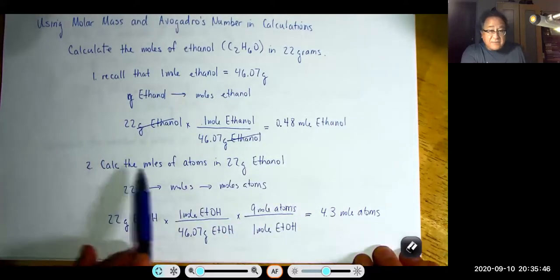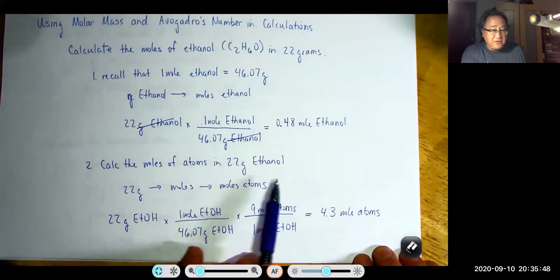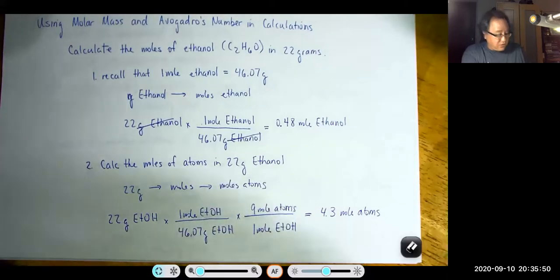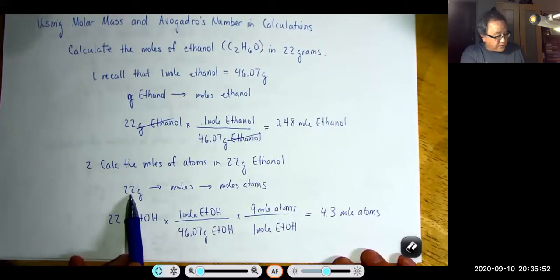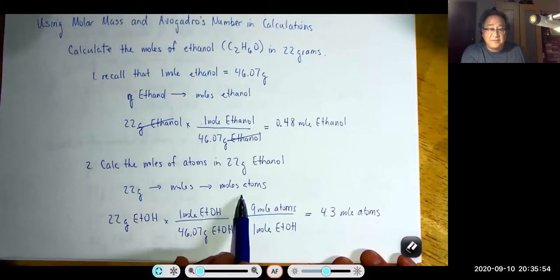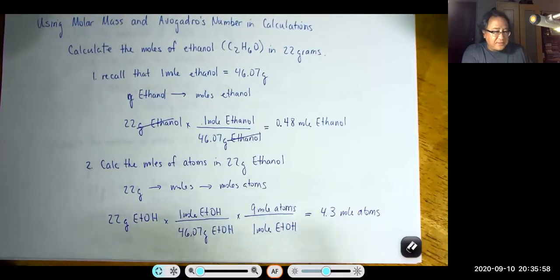Calculate the moles of atoms in 22 grams of ethanol. So we've done this before. We're going to take our 22 grams, turn it into moles, and then turn it into moles of atoms. Now, we haven't done quite this, but this is a little bit different. But 22 grams of ethanol, this is the same conversion as above. And here, 9 mole of atoms per 1 mole of ethanol.